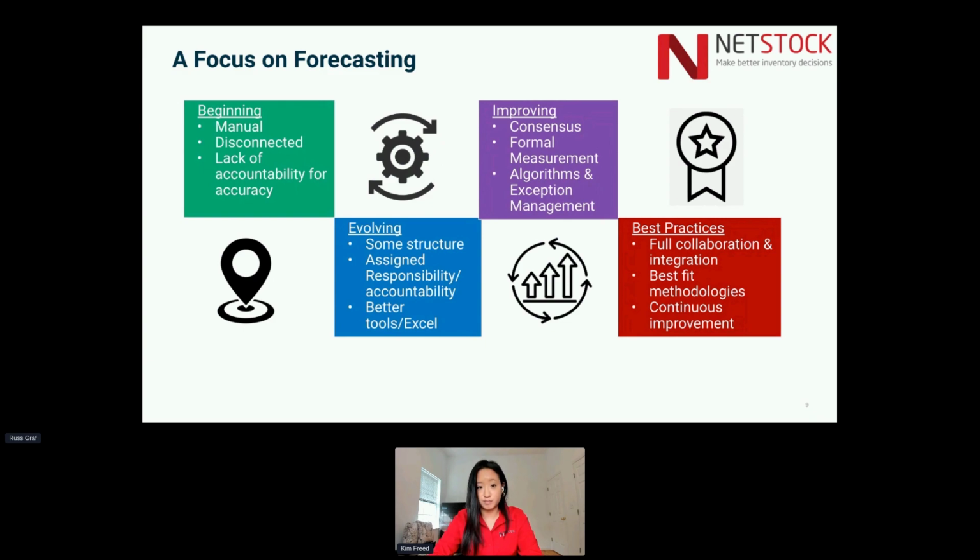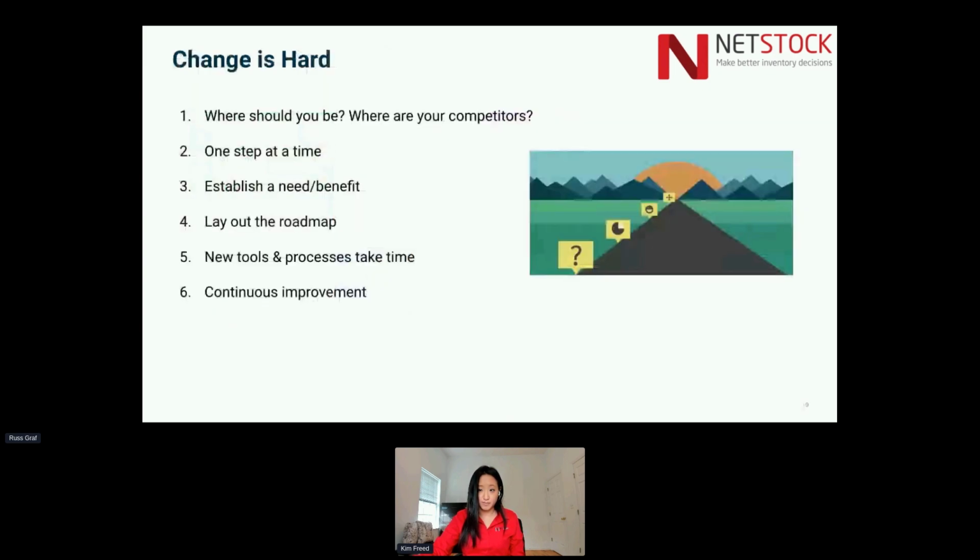So hopefully that gives you a view of what that journey looks like, and what those steps are along the way. And then hopefully it motivates you to think about the people and the processes and the technology that are available to you today, and where the gaps are and where you need to go. So I'll wrap up with a couple of thoughts on change, which is always difficult, right?